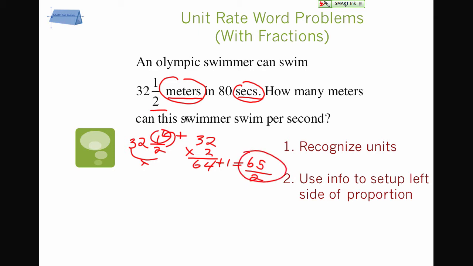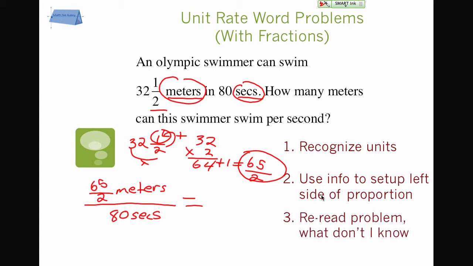Now we've changed that. Instead of 32.5 meters, it's 65 over 2 meters. So I'm going to use the info to set up the left side of my proportion. I have 65 over 2 meters over 80 seconds. All I did was change the 32.5 into an improper fraction. I haven't done any math yet. So in 80 seconds, the swimmer can swim 65 over 2 meters. We have a fraction in our numerator, and that's the left side of our proportion.